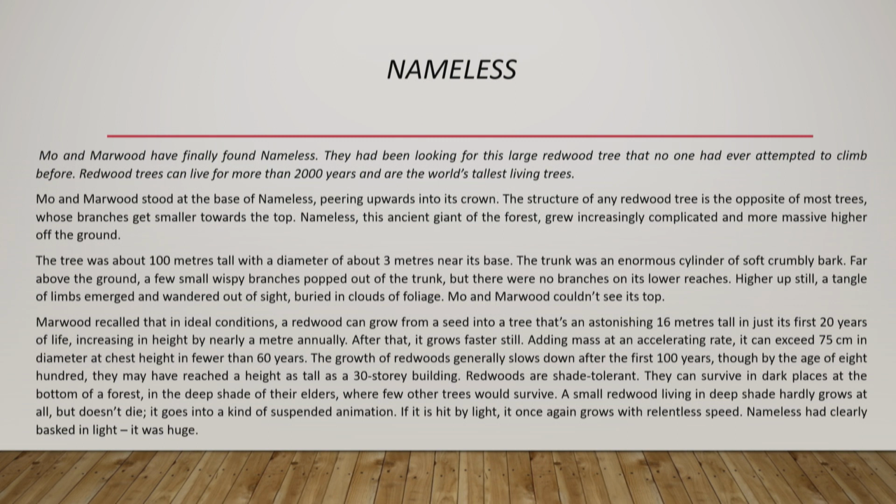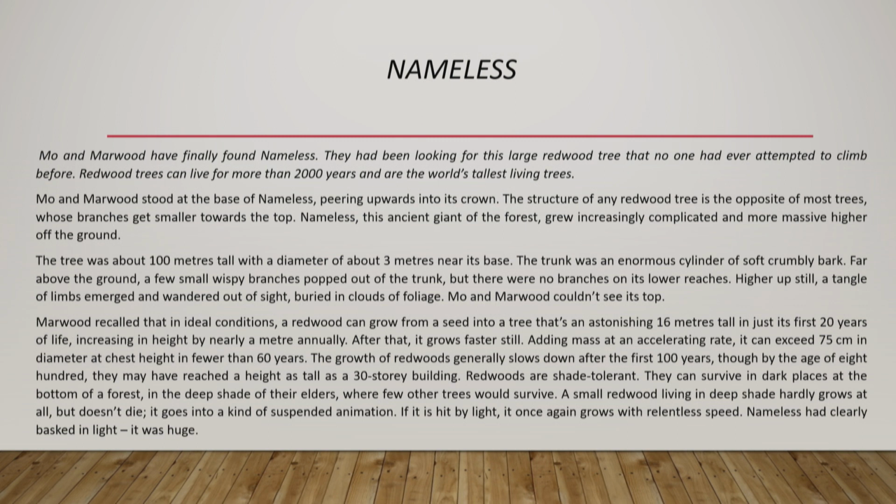The structure of any redwood tree is the opposite of most trees, whose branches get smaller towards the top. Nameless, this ancient giant of the forest, grew increasingly complicated and more massive higher off the ground. The tree was about 100 meters tall, with a diameter of about 3 meters near its base. The trunk was an enormous cylinder of soft, crumbly bark.